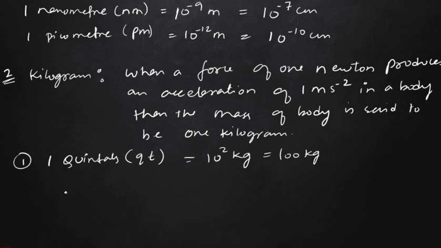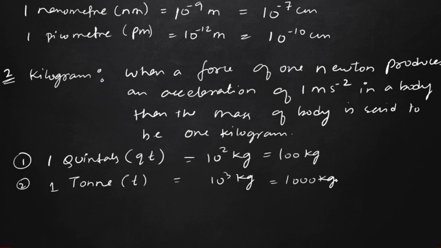And the second one is 1 ton. We use this unit for measuring heavy bodies. So 1 ton, TONNE, that is small t. So this is 10 to the power 3 kg. This will be 1000 kg. So generally we use ton to measure the weight of elephants or rhinos, because their weights are in tons.